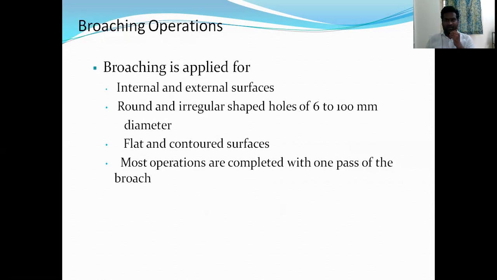We have already told that broaching involves a minimum amount of material removal. So we can easily remove a small amount of material. That's why we can say that most operations are completed with one pass of the broach.